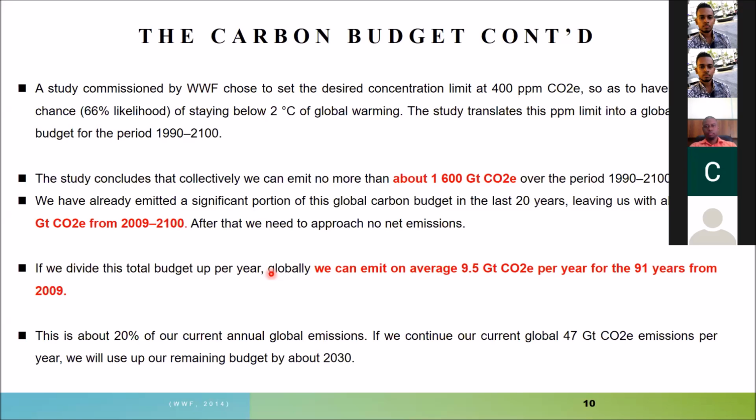Now, what they did is they said, okay, if we divide this remaining amount by our current emission rate, which is about 9.5 gigaton equivalent, then 91 years from now, we should be able to stay within our budget. But what they were saying is if the current global rate of 47 gigatons of carbon dioxide emission equivalent per year continues, then we will use up our remaining budget by the year 2030.